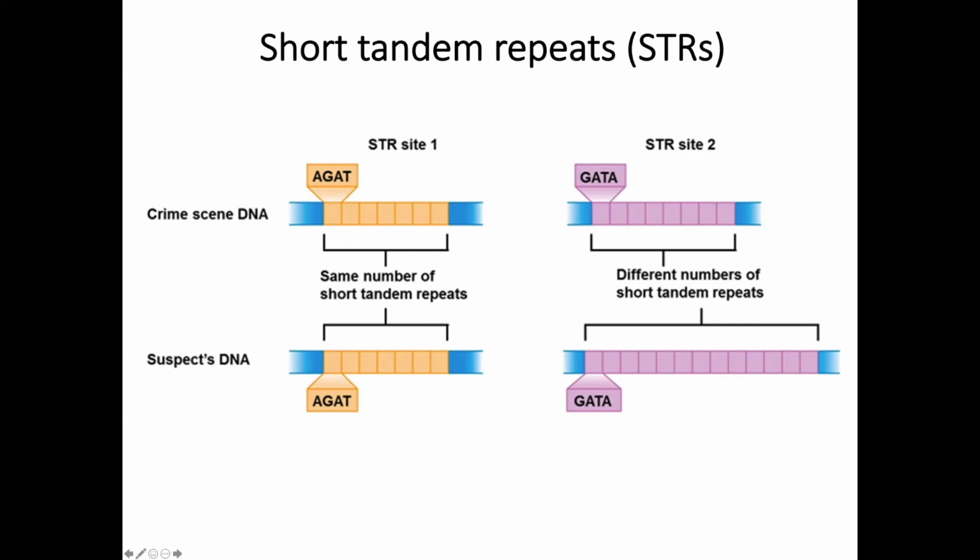However, on the other STR locus, the STR sequence is GATA. The numbers of STR repeats are very different. The crime scene DNA has 8 repeats, whereas the suspect has 13 repeats. So based on this result, we conclude that these 2 DNA samples do not match, and the suspect is actually innocent.